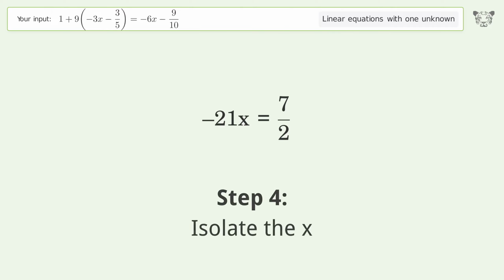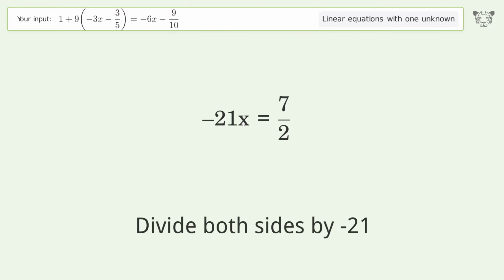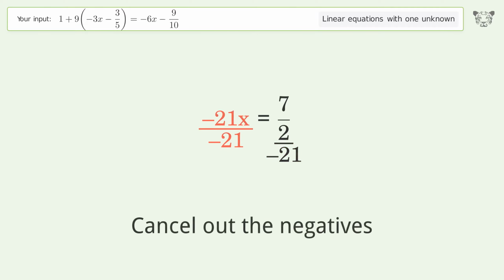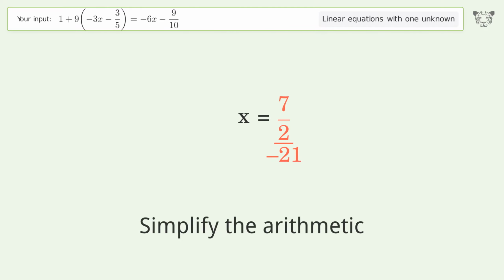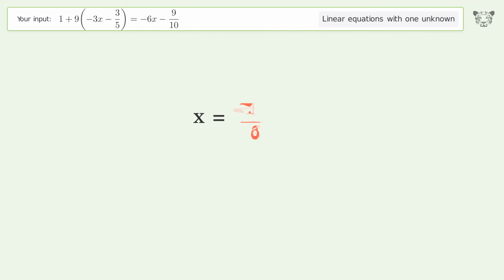Isolate the x. Divide both sides by -21. Cancel out the negatives. Simplify the fraction. Simplify the arithmetic. And so the final result is x equals -1/6.